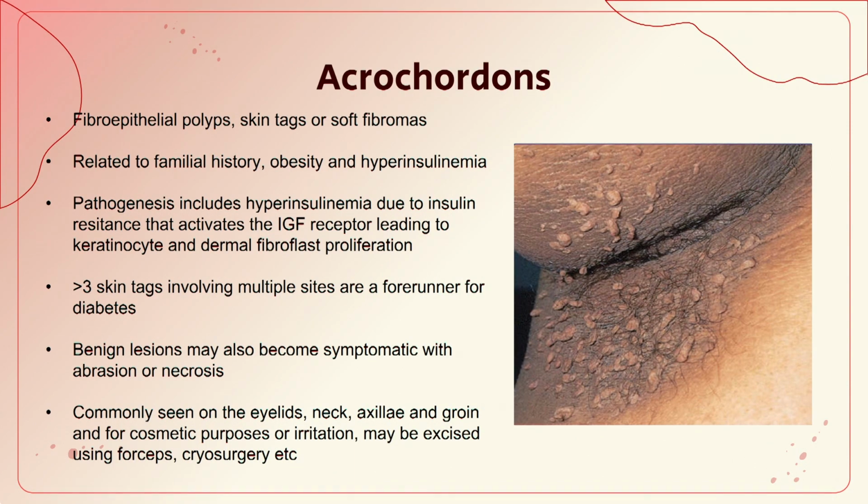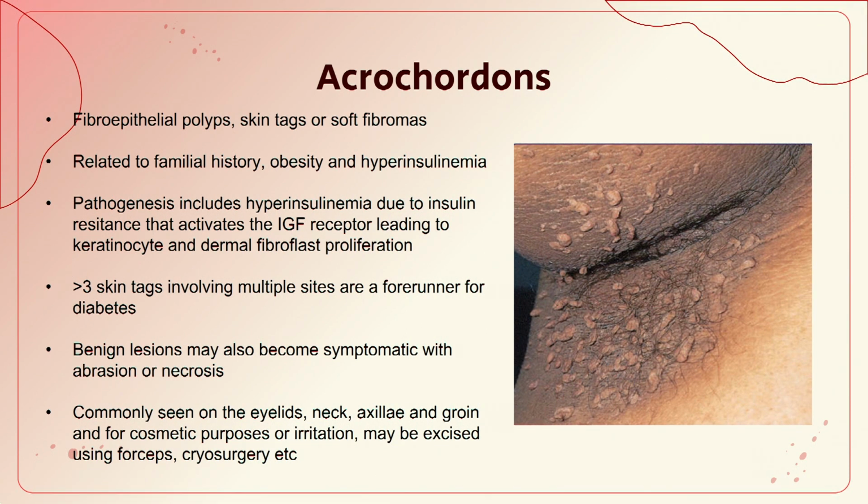Acrocordons, these are nothing but skin tags. Again, family history, obesity, inflammation, and hyperinsulinemia are the hallmarks of these. This is because hyperinsulinemia due to insulin resistance ends up activating the IGF receptor, leading to keratinocyte and dermal fibroblast proliferation, and that's how you get these.